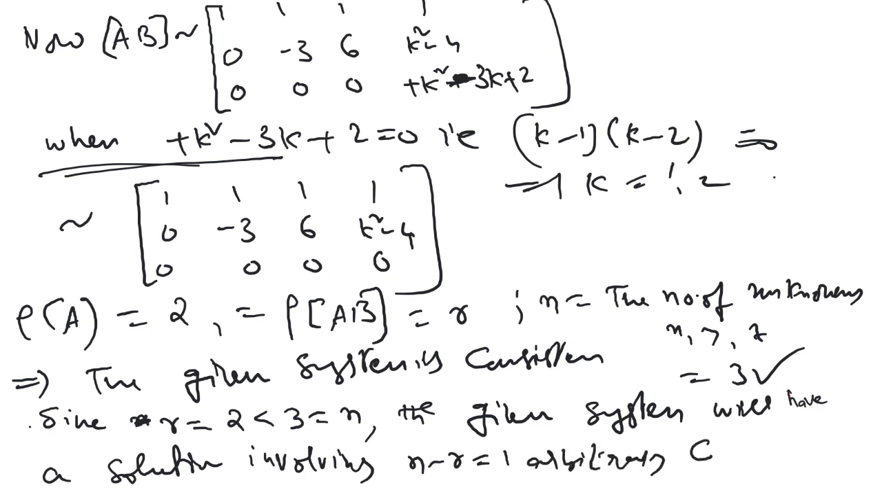So the presence of arbitrary constants in a solution indicates infinitely many solutions. Because there is an arbitrary constant, it can take infinitely many values, which generates infinitely many solutions. Let us see that.